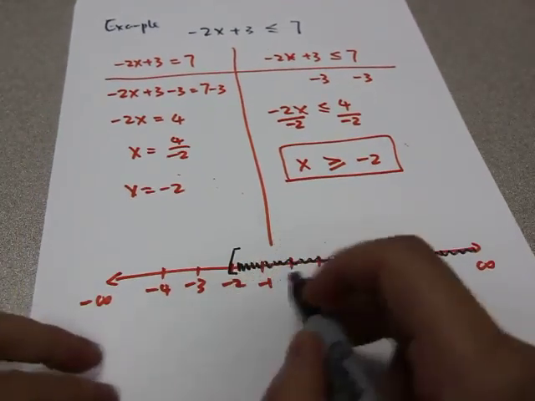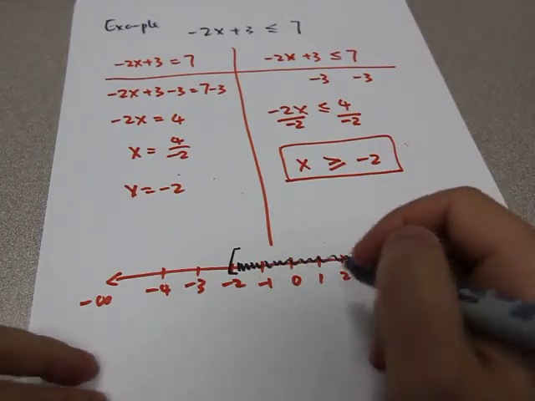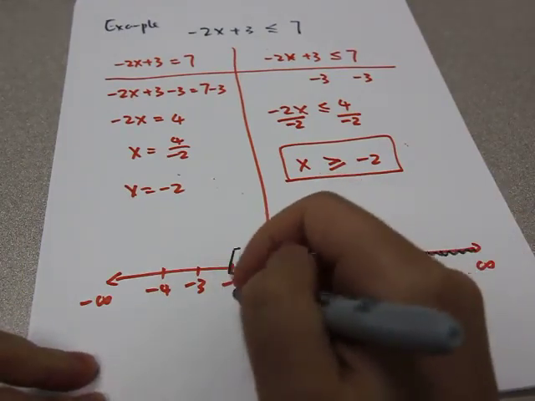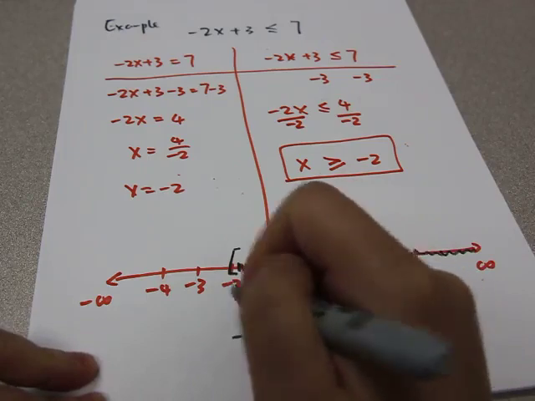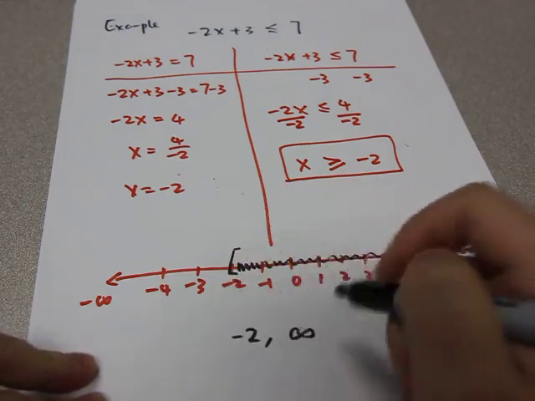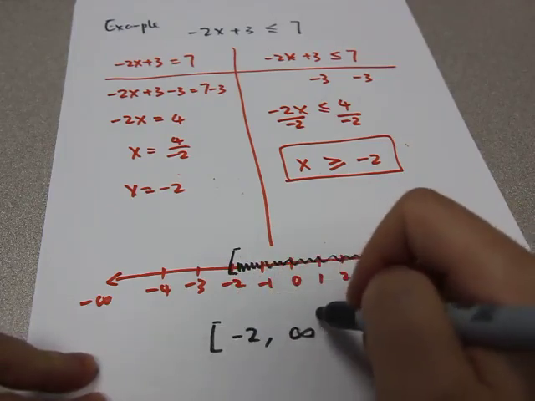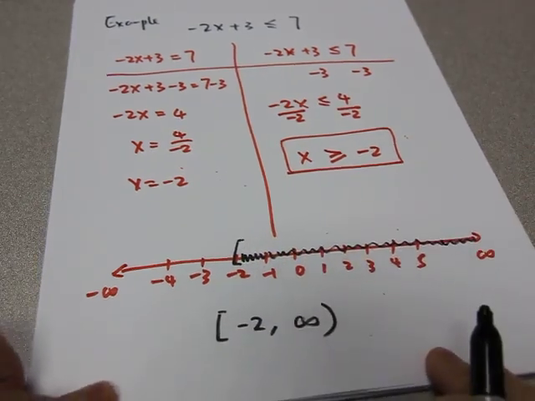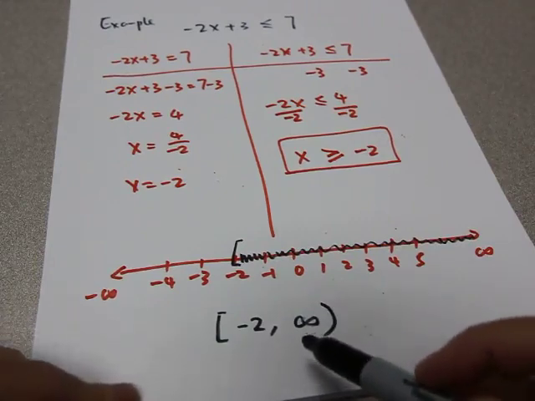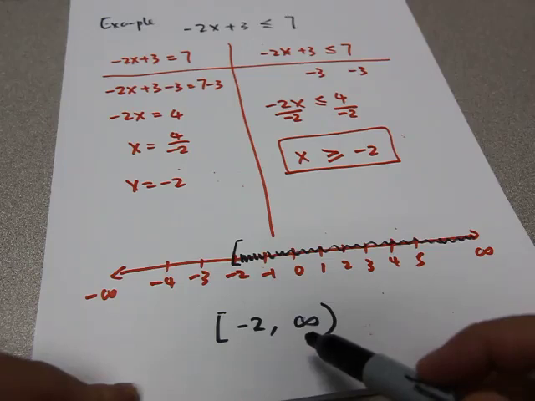Once we have this graph, the solution in interval notation is negative 2 to infinity, and over here we use a bracket, and over here we use a parenthesis. Okay, so this is the solution when we use interval notation to represent it.